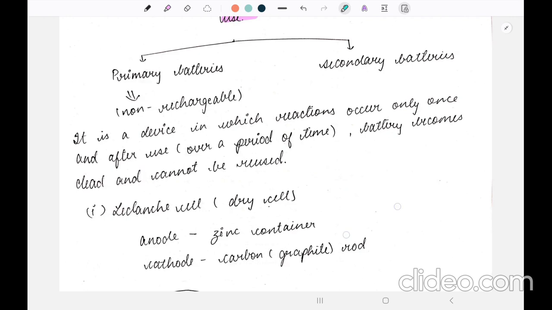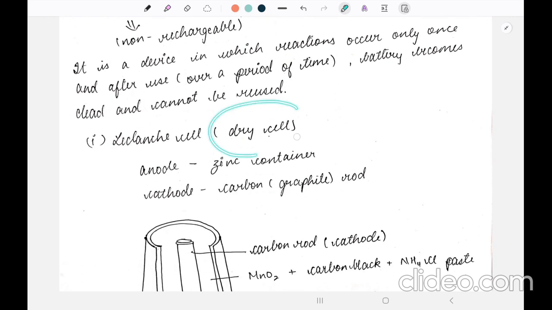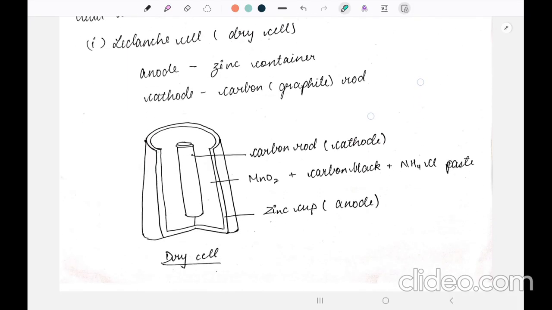The most familiar example is the dry cell, also called the Leclanché cell. It consists of a zinc container which acts as the anode, and the cathode is a carbon or graphite rod surrounded by a mixture of powdered manganese dioxide and carbon. The space between the electrodes is filled with a moist paste of ammonium chloride and zinc chloride. This is an example of a dry cell.